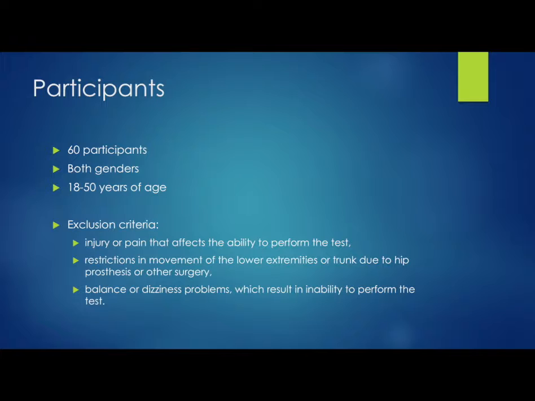The exclusion criteria were injury or pain that affects the ability to perform the test, restriction in movement of the lower extremities or trunk due to hip prosthesis or other surgery, balance or dizziness problems that result in inability to perform the test. The participant received both verbal and written information about the study before the test. Prior to the test, all participants signed a written consent form and could at any time withdraw their participation without questions.